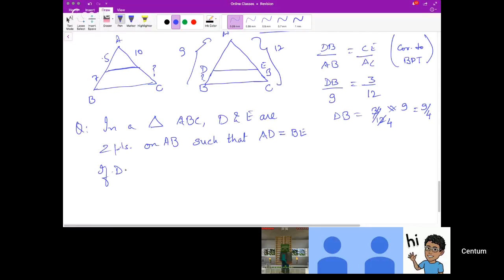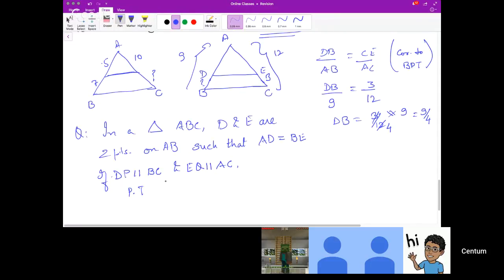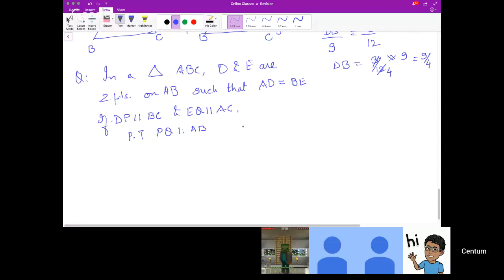If DP is parallel to BC, and EQ is parallel to AC, then prove that PQ is parallel to AB. So let me draw the figure.